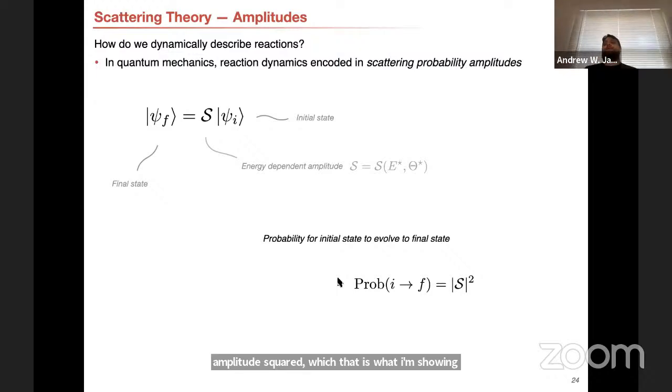So this is in the same line of typical quantum mechanics teaching. Have some probability amplitude, take the modulus, which is the complex conjugate times itself, and that is your probability distribution for going from some initial state to some final state.